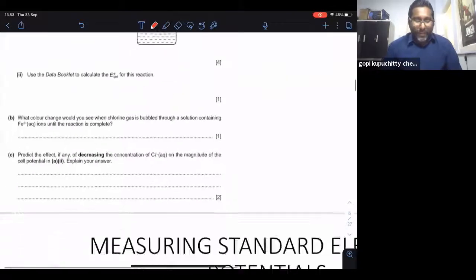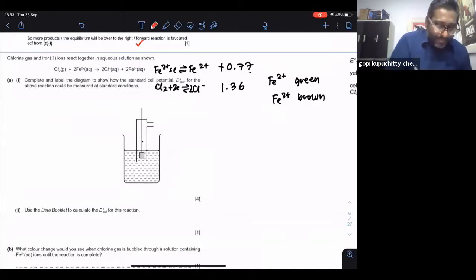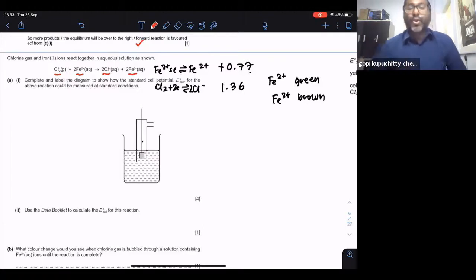Okay, next question. This is going to be another question. They give you chlorine gas and iron(II), Fe2+, reacting together, and they give you an equation. Then they ask you to complete and label the diagram to show the E cell. Now, I know that this is Cl2 and Cl-, and I know this is Fe2+ and Fe3+. So Fe2+ and Fe3+ is going to be ion-ion. Cl2 and Cl- is non-metal and non-metal ion.